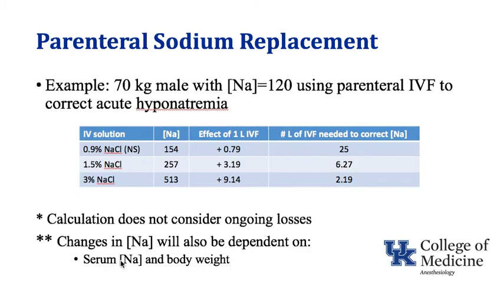If we were to use 1.5% sodium chloride, which has a sodium concentration of 257, each liter of IV fluid increases the sodium concentration by 3.2 millimoles per liter, and the number of liters would therefore be 6.3. If we were to correct this patient's sodium with 3% sodium chloride, which has a sodium concentration of 513, each liter would increase his sodium by 9.1 millimoles per liter, and therefore we would need only 2 liters of 3% sodium to increase his sodium from 120 back to 140.